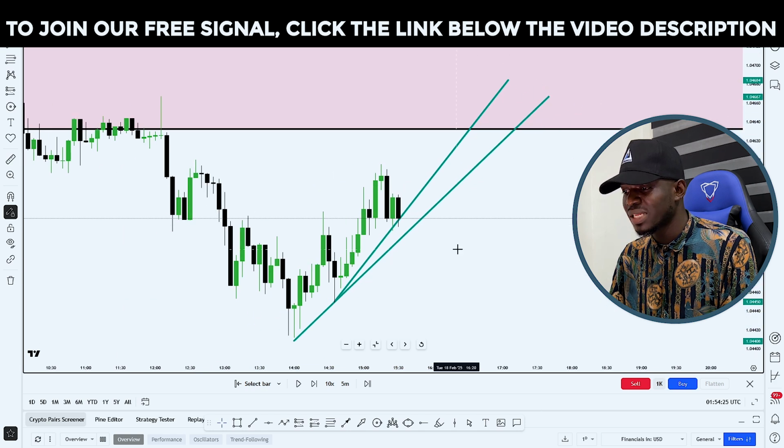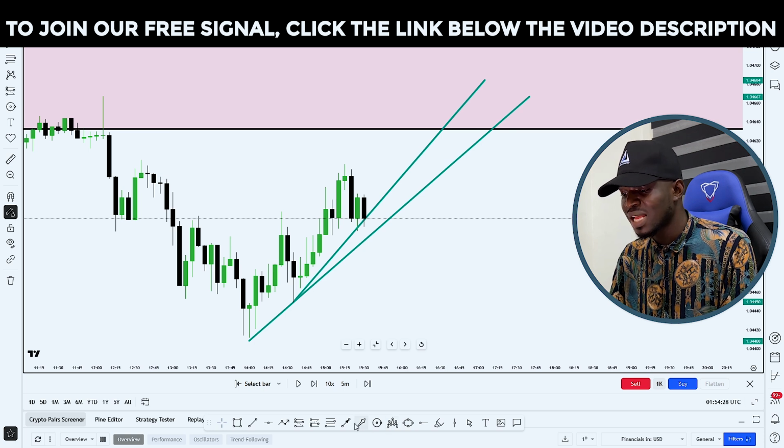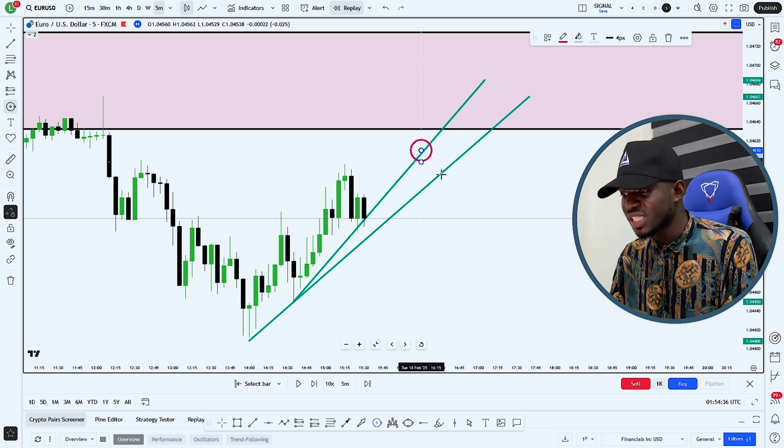So what we want to do right now is to exercise a lot of patience and wait for price action to mitigate our point of interest first, then wait for price to break the first trend line here for our first position entry, then wait for price action to invalidate the second trend line for our second position entry.